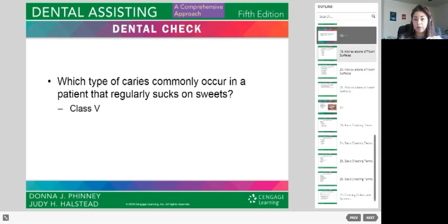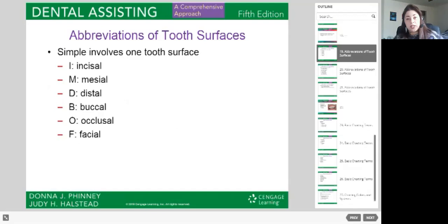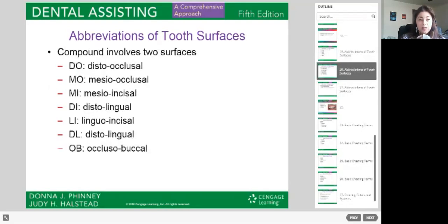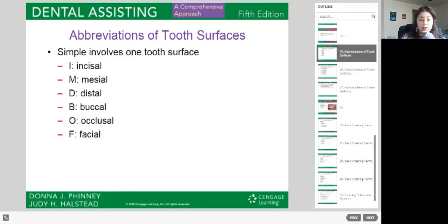Okay, so now we're going to talk about abbreviations. I briefly touched on that a few seconds ago, but the abbreviations of the tooth surface are very simple to remember. As long as you know the words, you're going to be able to figure out what it is. So I is incisal, M is mesial, D is distal, B is buccal, O is occlusal, and F is facial. They did not put lingual in here for some reason. Oh, there's more. L is lingual. Okay, I don't know why they didn't put lingual in there.